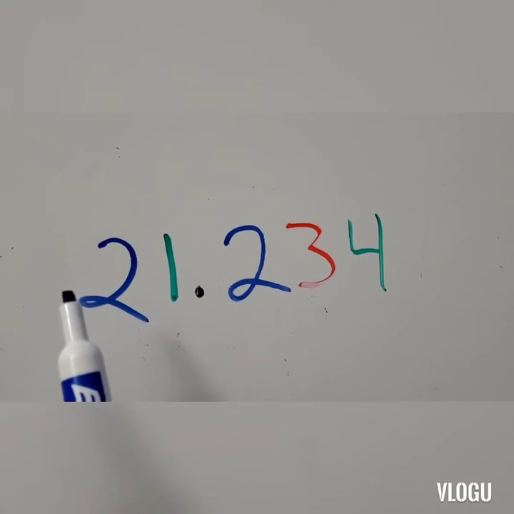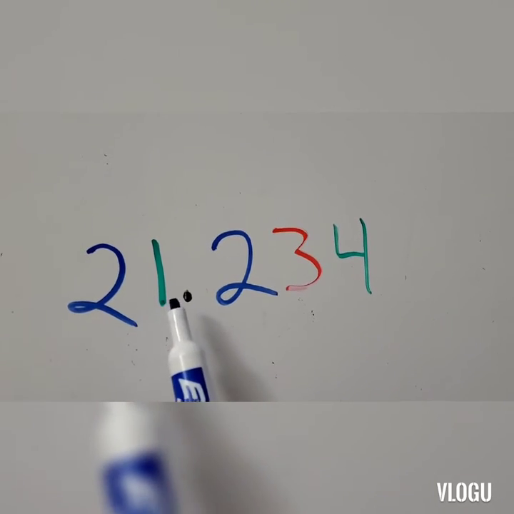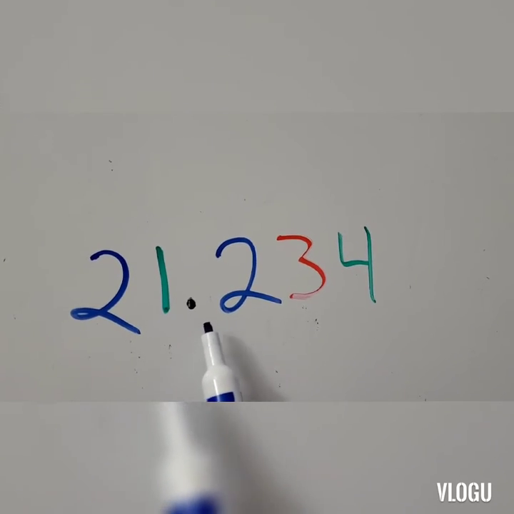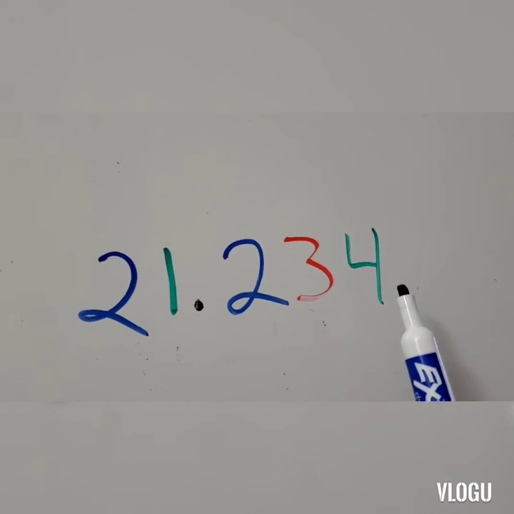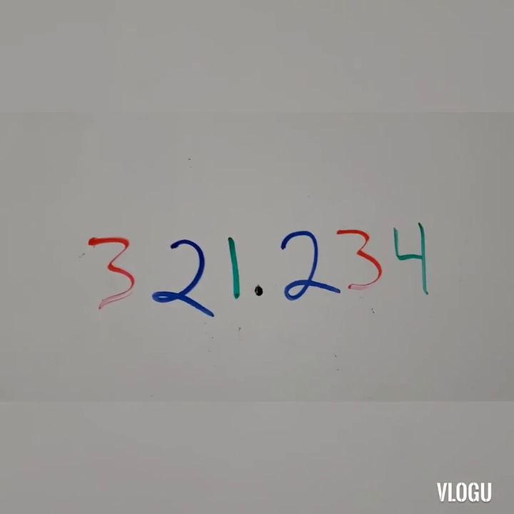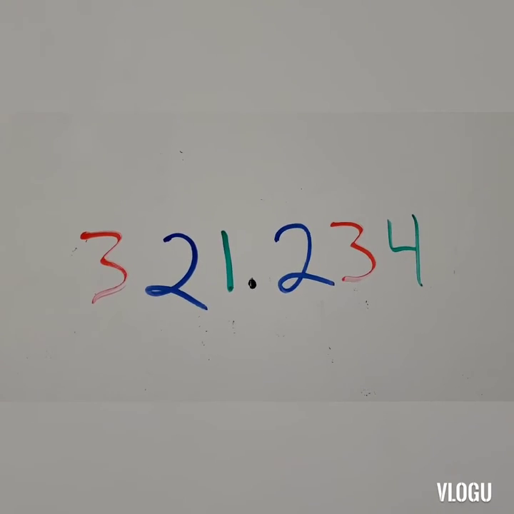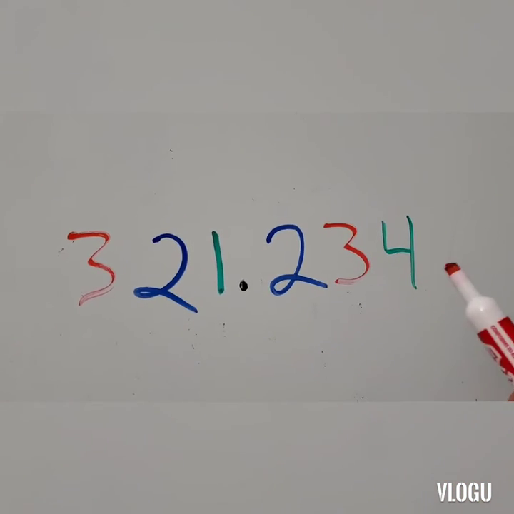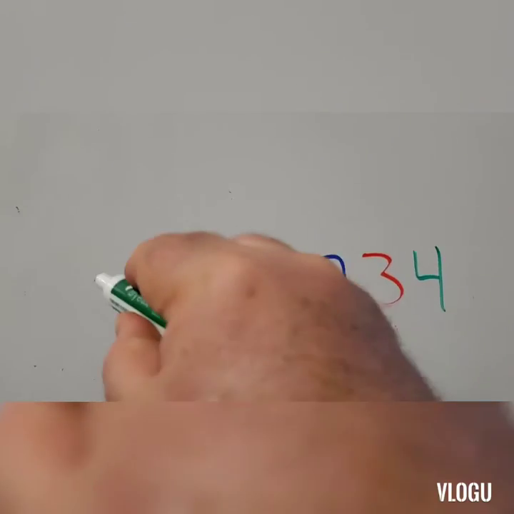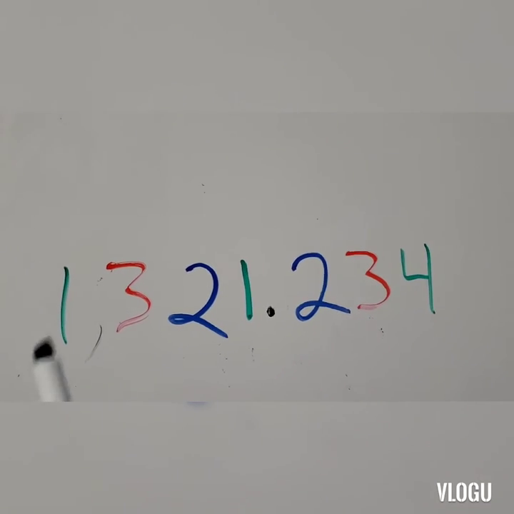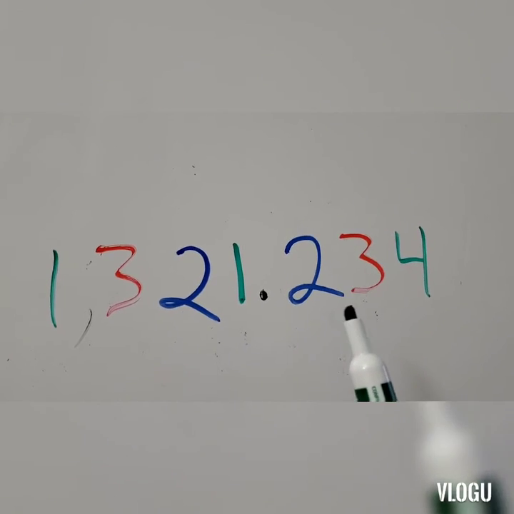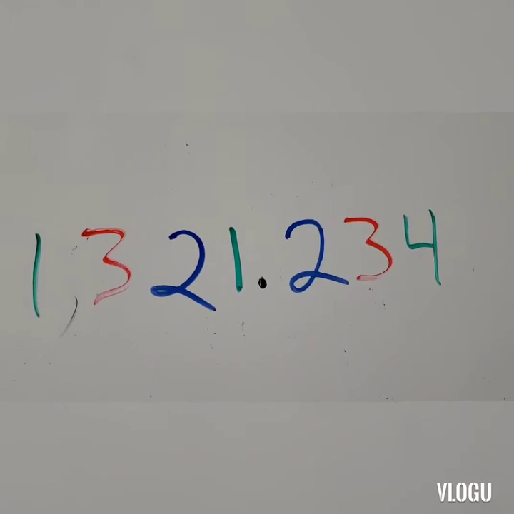Remember, we read the number before the decimal like we normally would. This is a 21 and 234 thousandths. 321 and 234 thousandths. 1,321 and 234 thousandths.